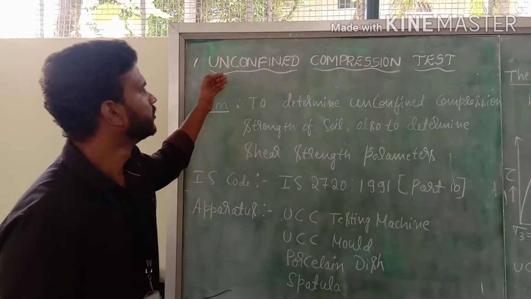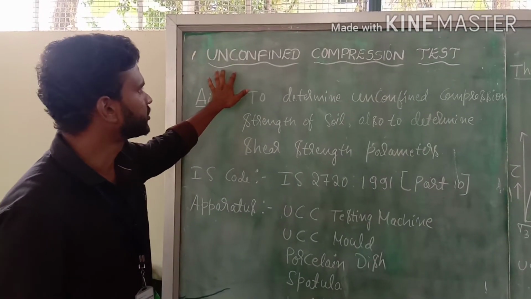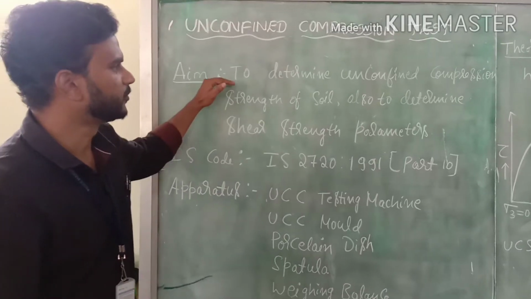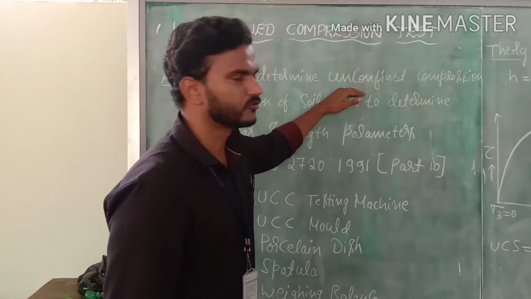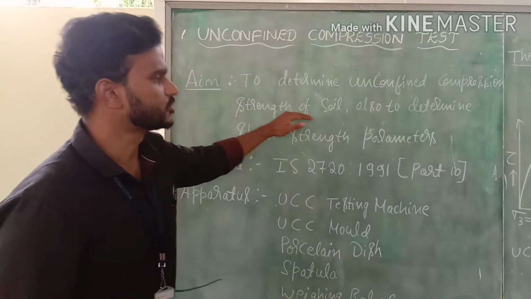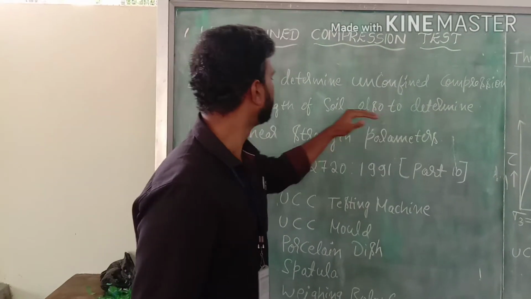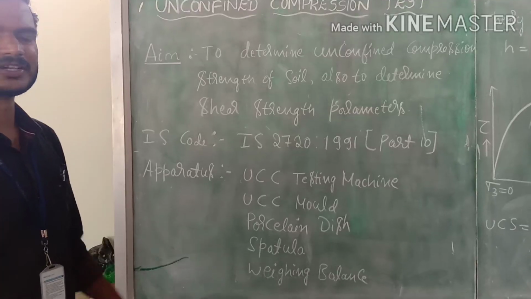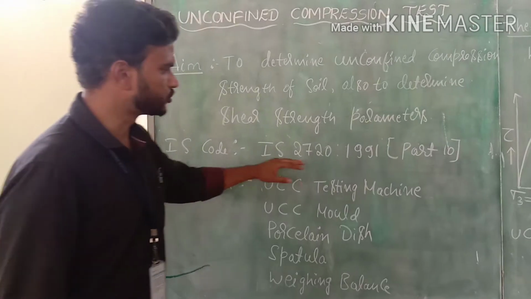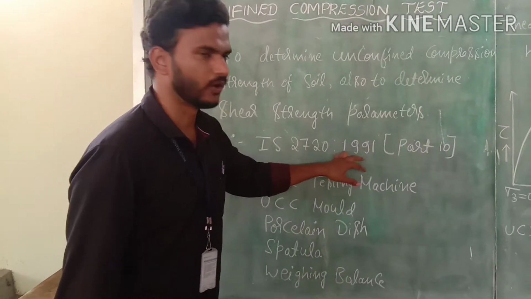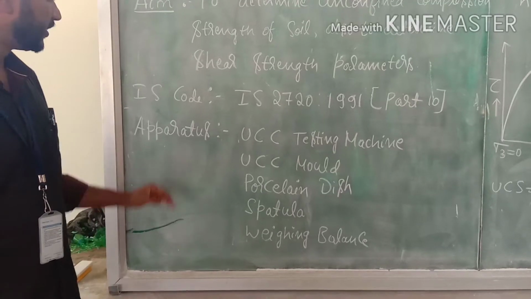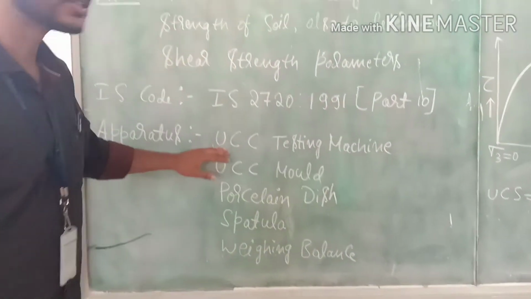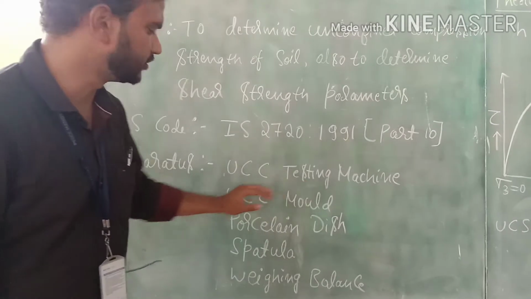Today we are going to brief about the demonstration, that is the unconfined compression test. The main aim of the experiment is to determine the unconfined compression strength of a soil and also to determine the shear strength parameters, that is C and phi. This method is conducted as per IS 2720-1991 Part 10.